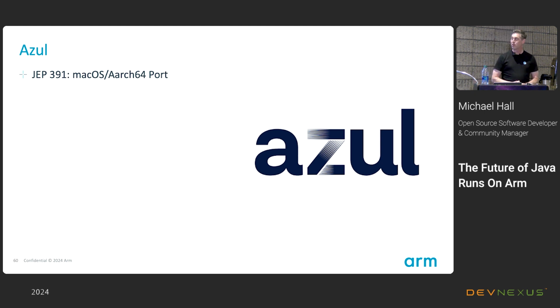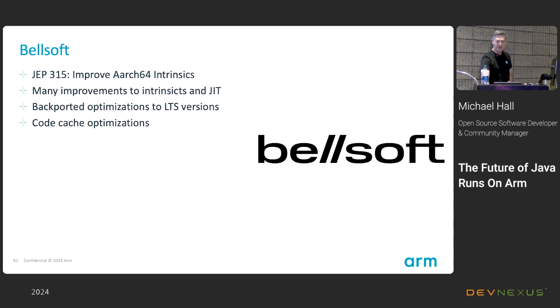Azul, they were the ones who did the Mac port for AArch64, so we can all thank them for Java running on our new laptops that have ARM chips that I can't mention the manufacturer of. And then Bellsoft, they did most of the work on those initial intrinsics in HotSpot, so that JEP 315 that I mentioned. They've also submitted a lot of optimizations to use of intrinsics and the JIT outside of the vector extensions themselves, backported those to LTS versions, and have also done some code cache optimization work, again on ARM64.